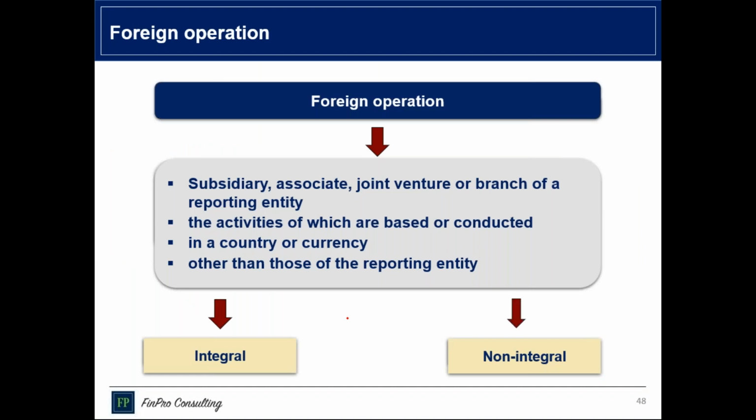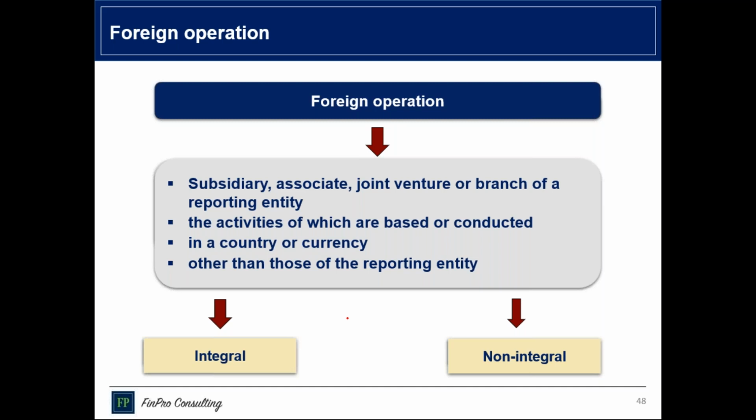So first of all, AS11 has defined what is a foreign operation, which is a very simple and straightforward definition. It says a foreign operation could be a subsidiary, associate, or a joint venture, or a branch of a reporting entity whose activities are based or conducted in a country or currency other than those of a reporting entity.